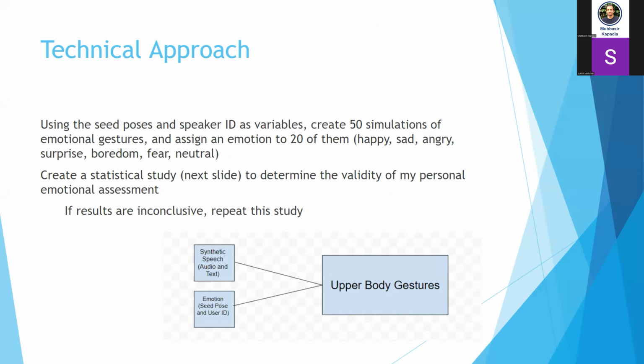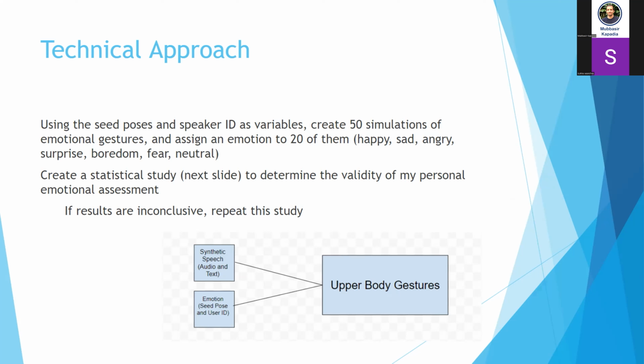All right. So my main goal is, instead of making the gestures correspond to some seed pose and speaker ID, I want to use some combination of speaker ID and seed poses and assign that to some emotion. So what I'm working on now is I'm going to create around 50 simulations of emotional gestures, which is some combination of the speaker ID and seed poses.